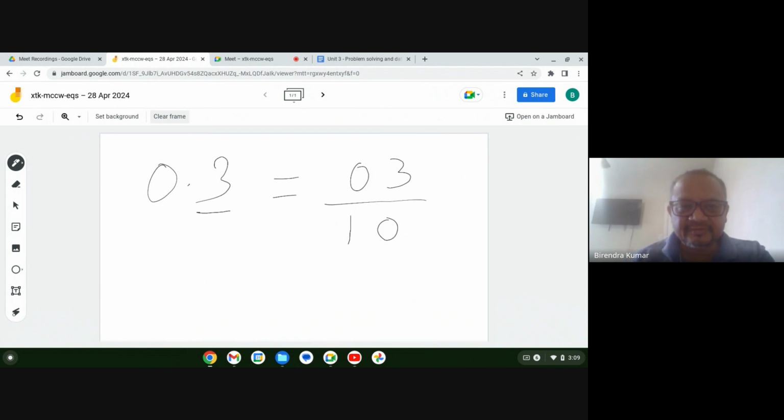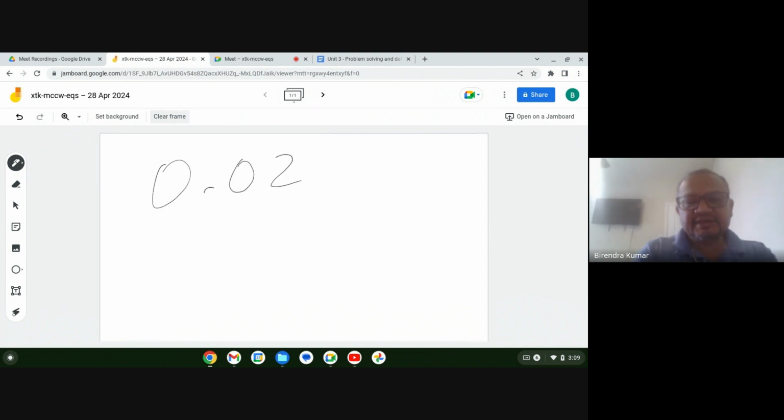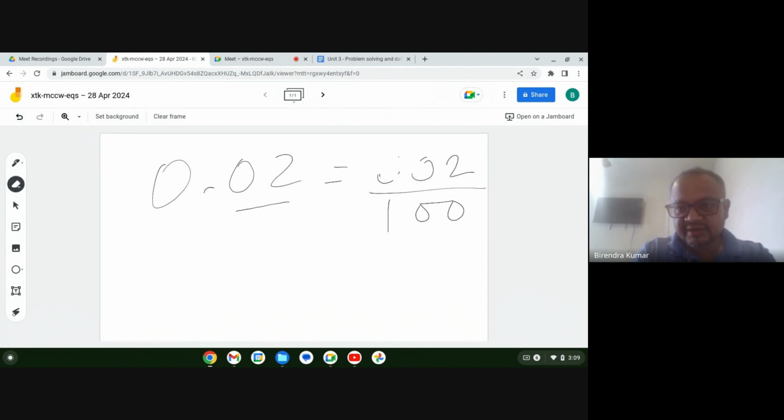So again, if I have to convert this into a fraction or a percentage, what will I do first? I will convert this into a fraction. Whatever I had, I will just write it as is. Then for the decimal, I will put a 1 and then I have 2 digits. So it becomes 2 by 100. So I can write this as a fraction, 2 by 100, or I can say this is 2%.